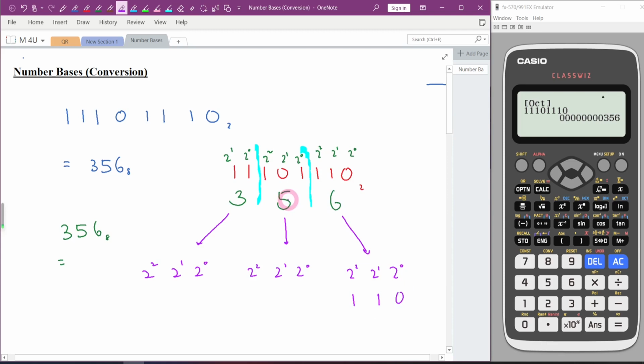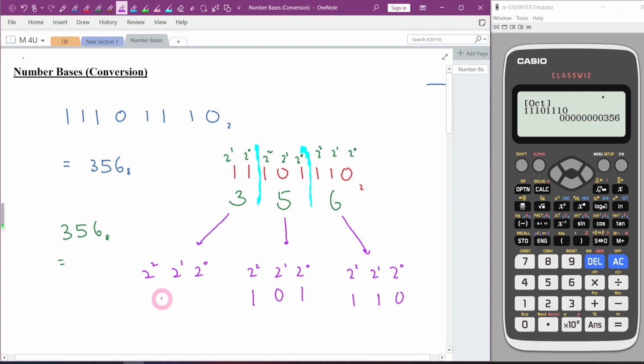Now go to 5. Start from the largest place value. I need 5. I'm going to write 1 here. So 1 times 2 power 2, which is equal to 4. Now I got 4. I still need 1. I cannot put 1 here because 1 times 2 power 1 is equal to 2. I only need 1 more, 1. So I'm going to write 1 over here.